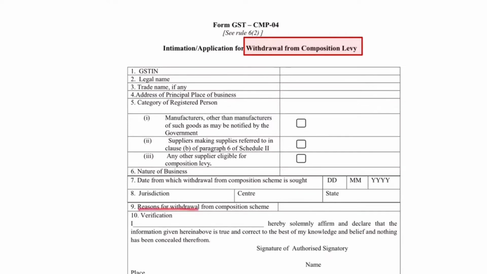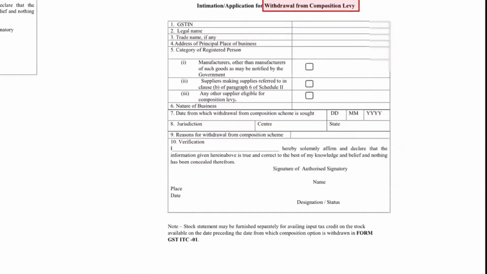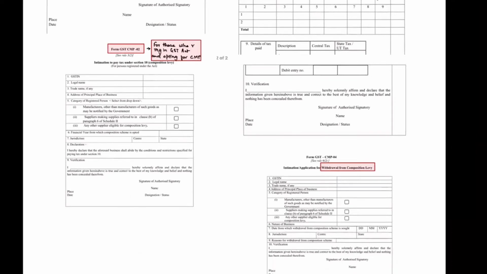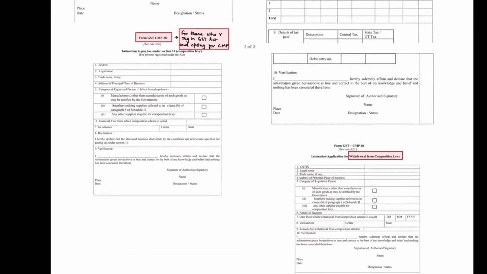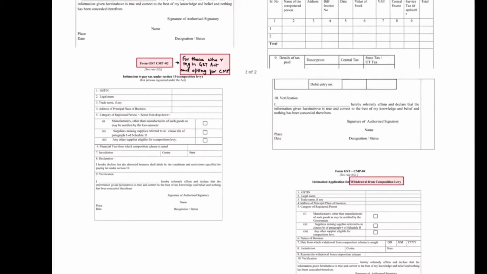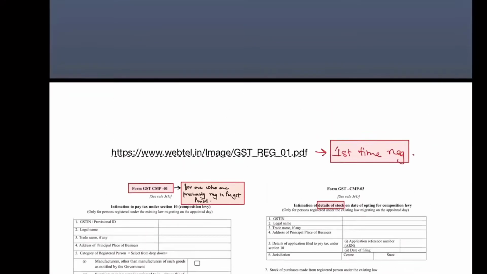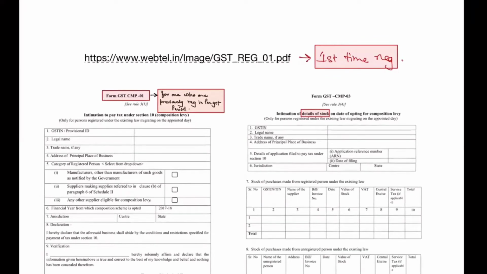See, reasons for withdrawal from composition scheme, we also have to give this. Okay, I don't think I have missed anything more. There are in the books more forms given, 05, 06, 07, 08, but they are normal things. Okay, so to sum up: if a person who is getting registered for the first time, correct, he may opt for composition scheme in the form GST registration 01, correct.